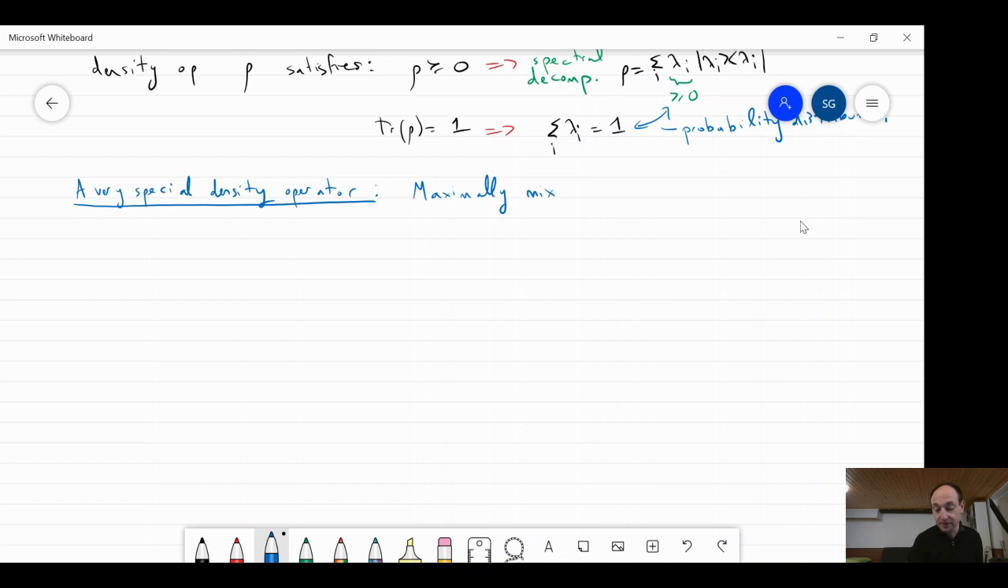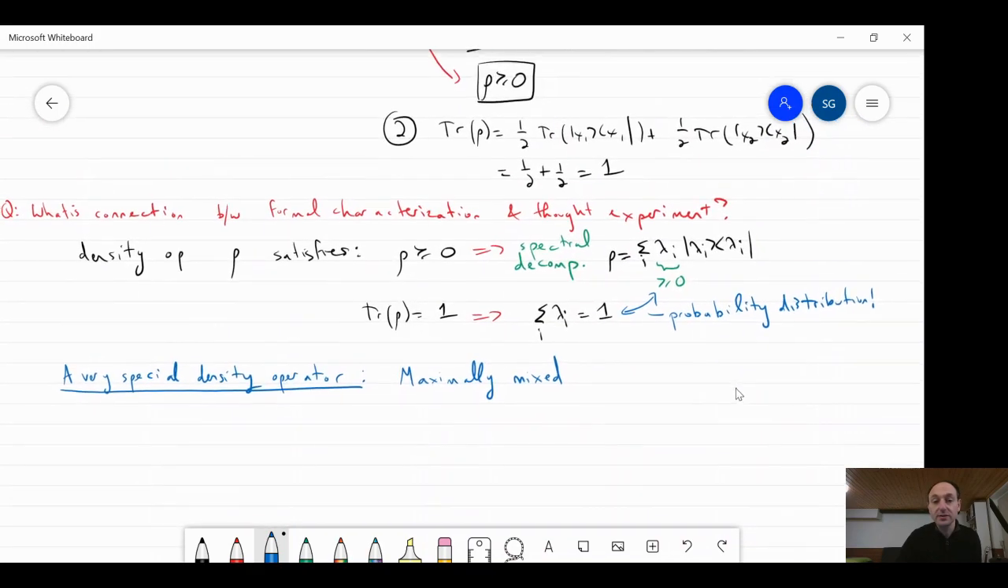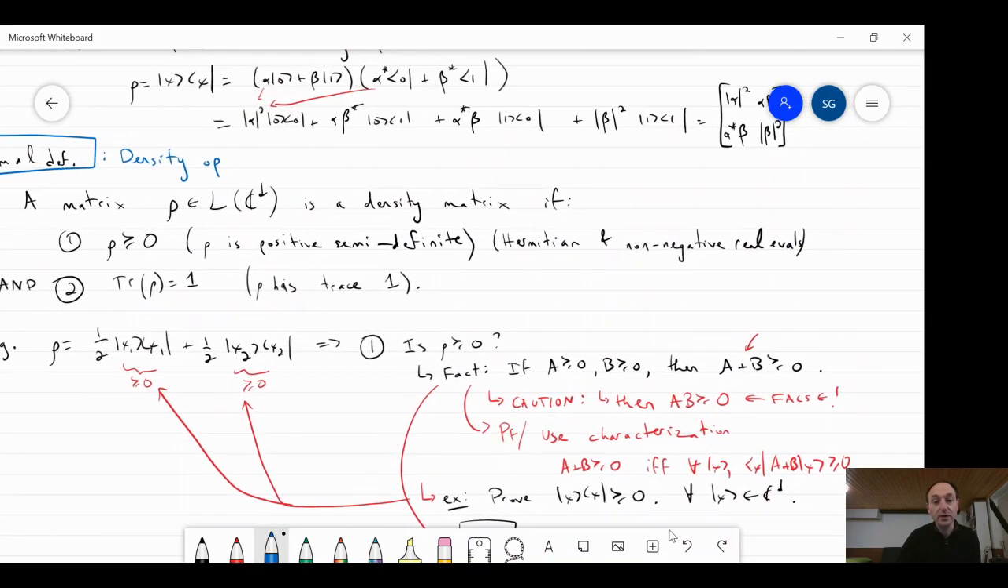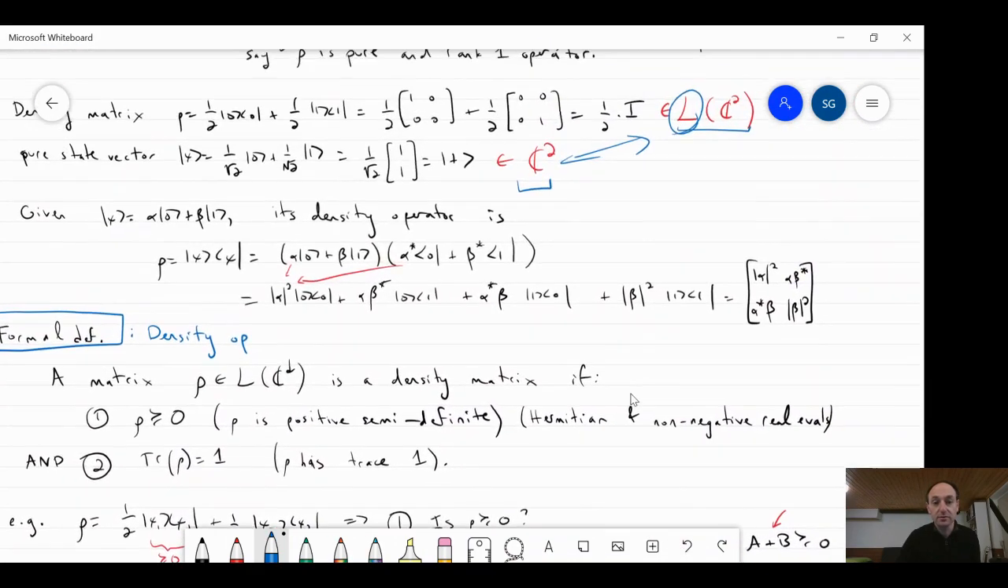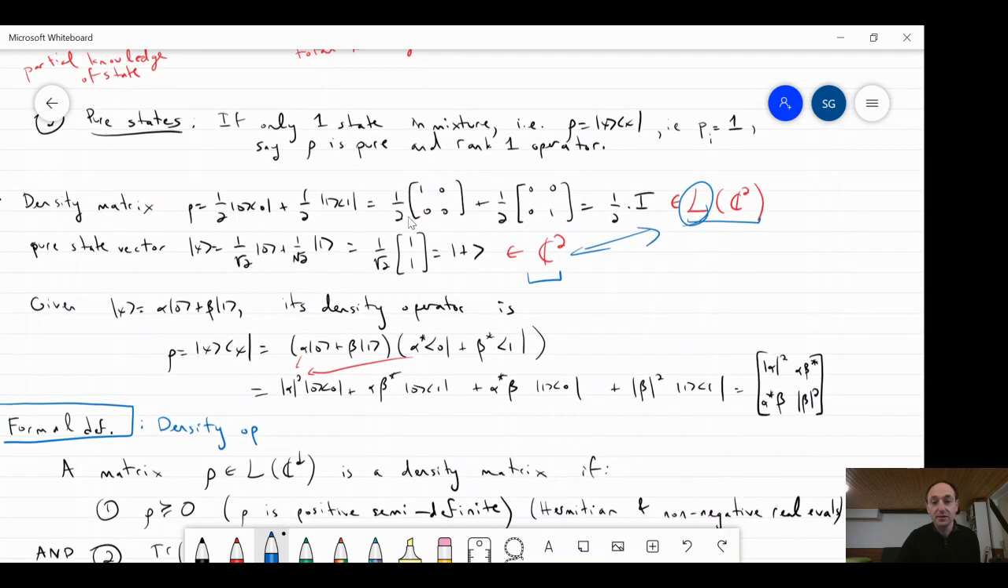When we took the Bell state and... wait, where did we do that? Sorry, we didn't do that part yet. When we took this mixture of 0 and 1, we got the identity out. Where did I put that? Here. So we already saw this identity state, and it's going to come up again.